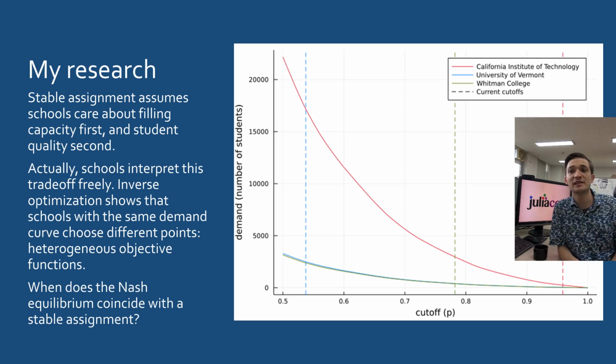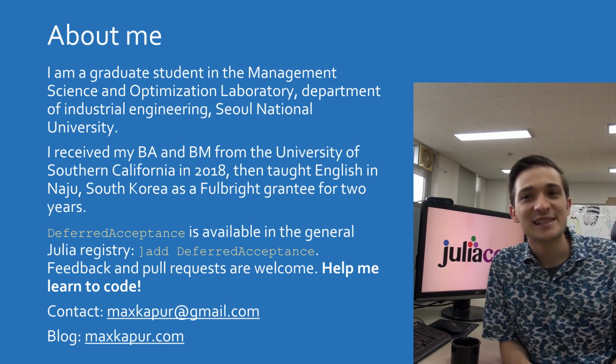In this case, we can associate with each school a demand curve that shows how many students the school will get as a function of its score cutoff. And I'm working on using publicly available admissions data to predict the shape of these demand curves and deduce schools' admissions objectives.